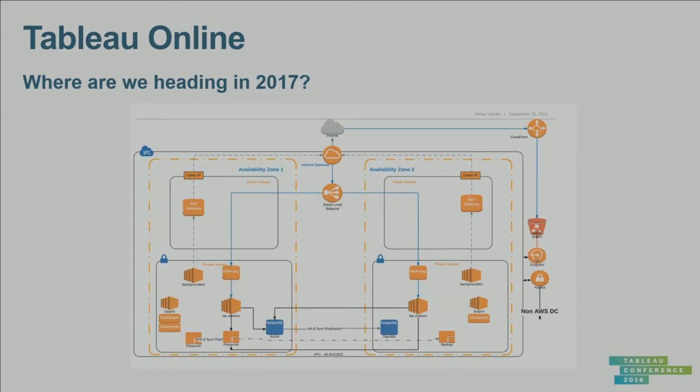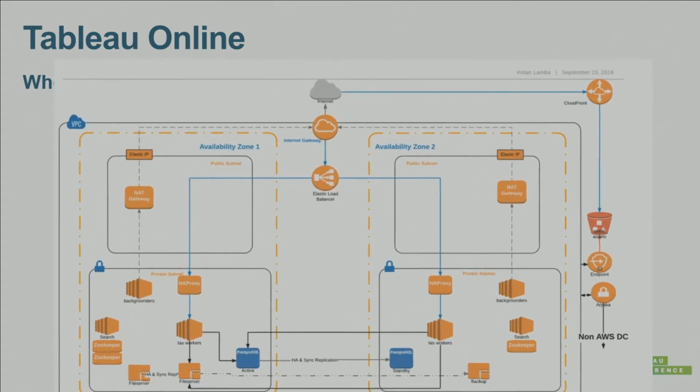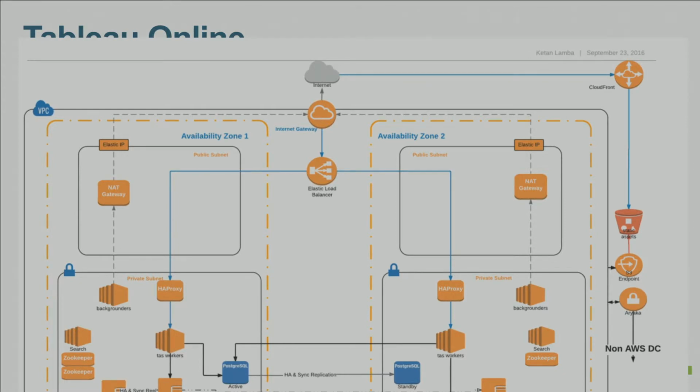All right, so where were we heading in 2017? Well, the first thing is we moved to AWS for one of our pods. So in October 2017, we launched a new pod, which is all on AWS. The reason we went to AWS, we wanted to use infrastructure components which were designed to handle failures gracefully.